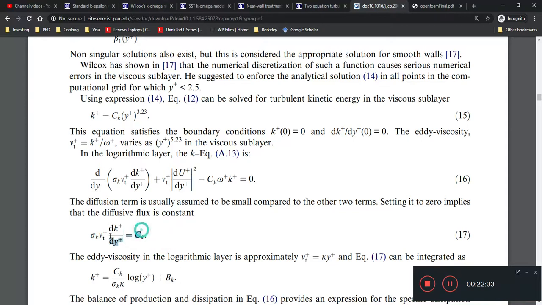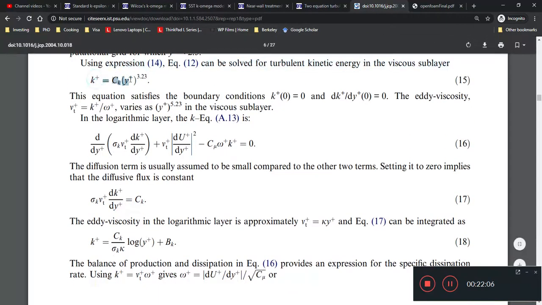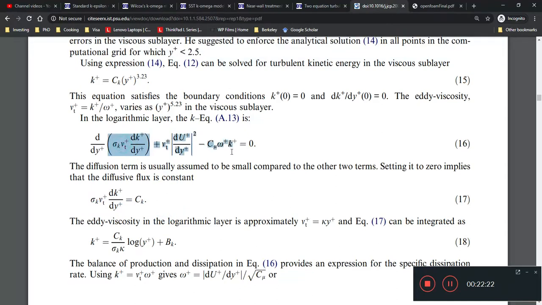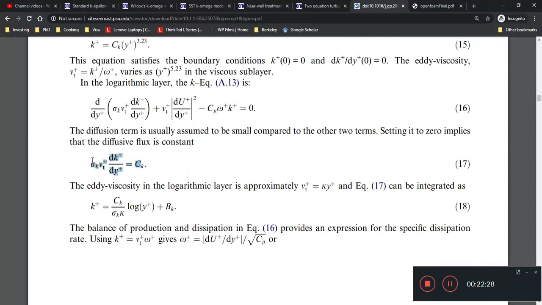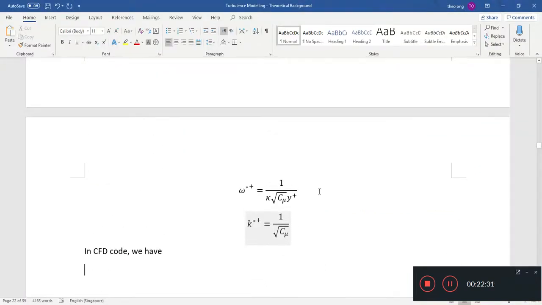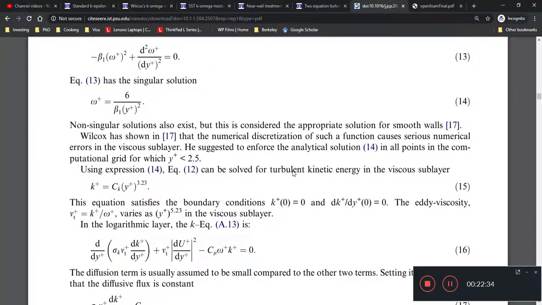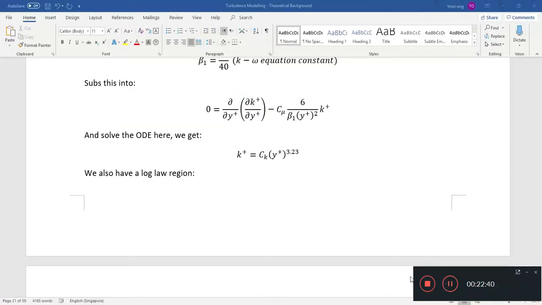In case you're wondering what the CK is over here, this is from the diffusive flux over here. This is CK. I'll discuss what CK is later on, so at least we have it in terms of some concrete numbers.